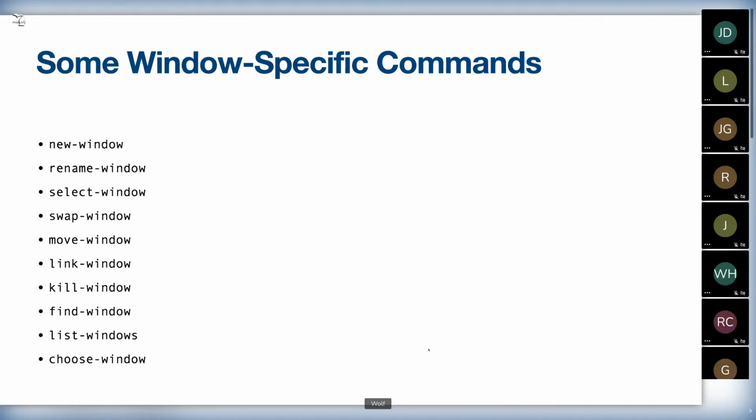Swap window lets you switch the order of a pair of windows in your current session. Move window lets you move a window between 2 sessions. Link window lets you take a window that's in one session and add it to another session so that it's now in multiple sessions. Kill window does just what you think it does. Find window lets you type a string and it will identify the window by its name or by its contents. List windows we're going to show in a second, and choose window we're going to show in a second. And there's plenty more. So as always, man TMUX.